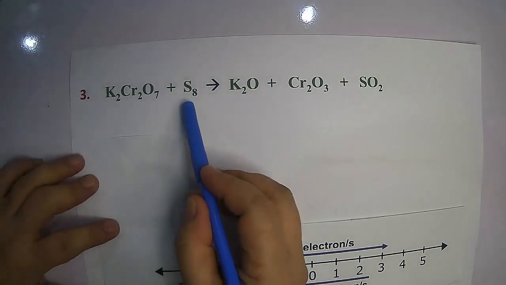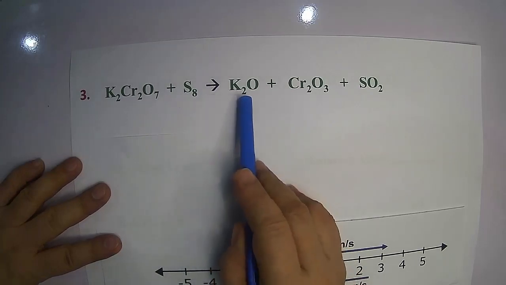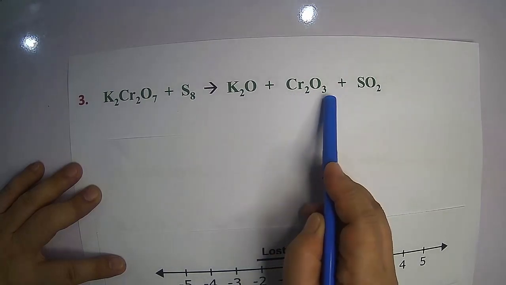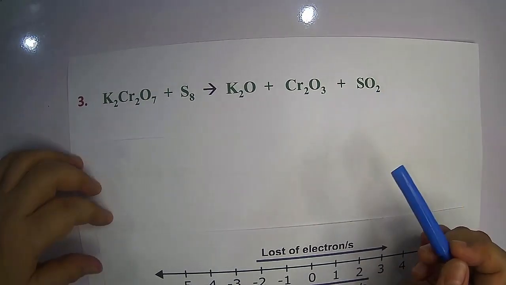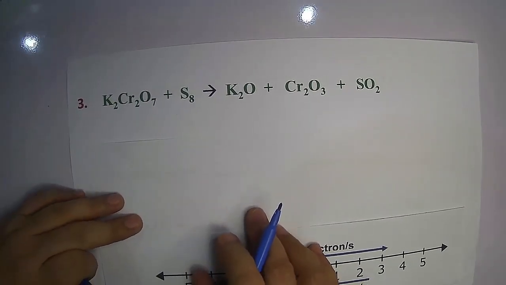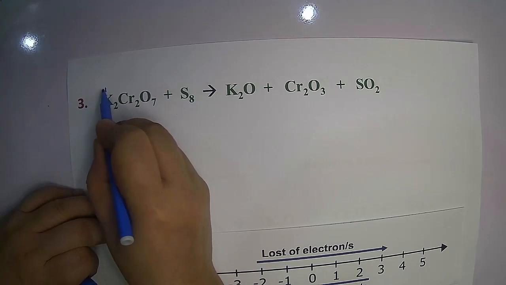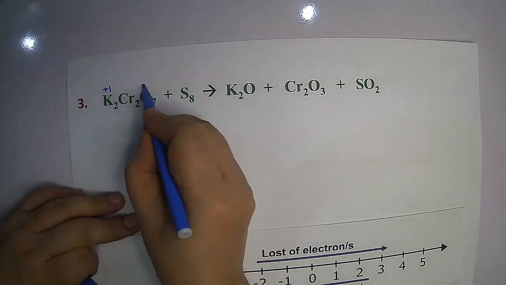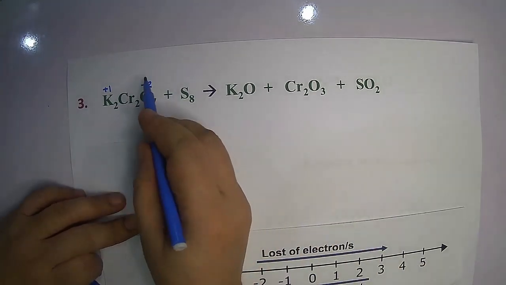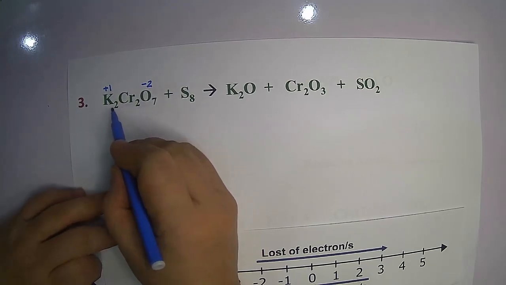That is the elemental state of the sulfur in a crystal structure, S8, giving you potassium oxide, chromium oxide, and sulfur dioxide. Again, first step, we assign the oxidation number to determine which 2 elements have changed their oxidation number. Here, potassium under family 1A is positive 1. Oxygen is always negative 2 except in peroxide.